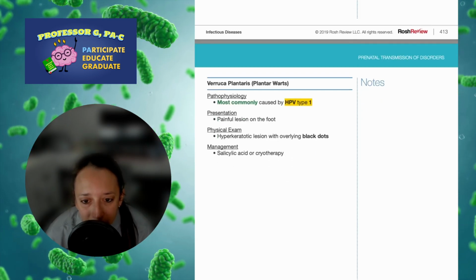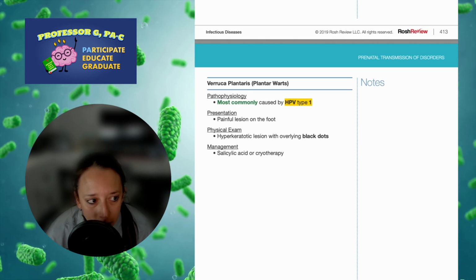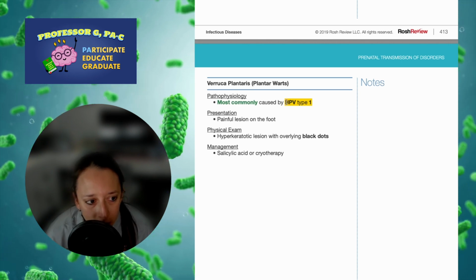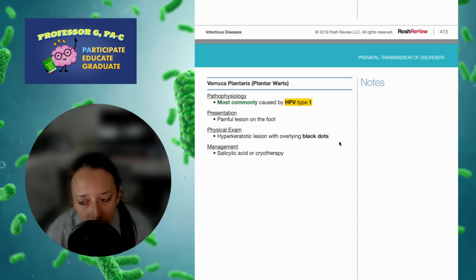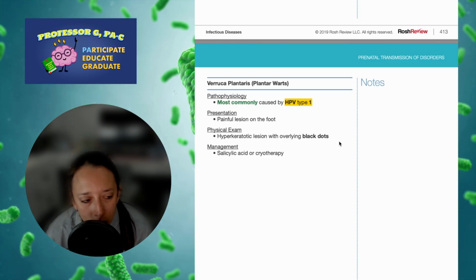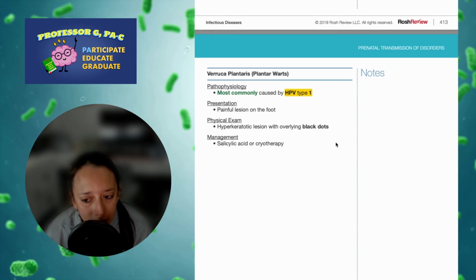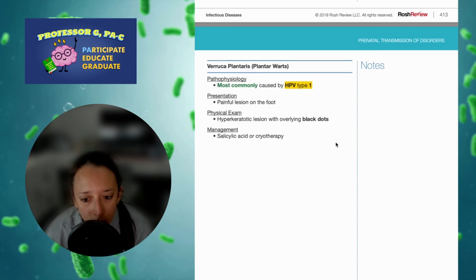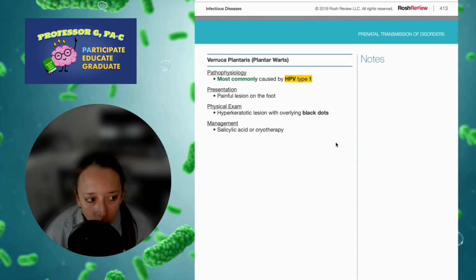Another one we have here is HPV, so verruca plantaris or plantar warts. It's caused by HPV type 1. It causes these painful hyperkeratotic lesions on the soles of the feet with visible black dots, and those are thrombosed capillaries. We want to manage it with salicylic acid or cryotherapy for removal. And if you see those classic black dots, think plantar warts.